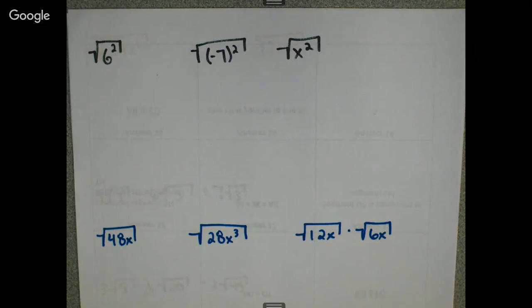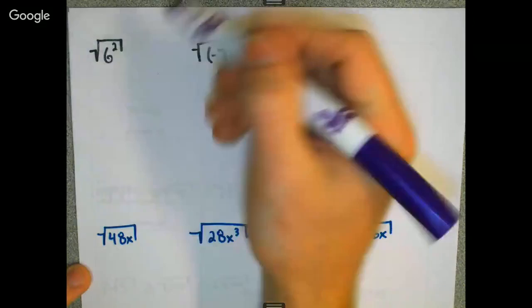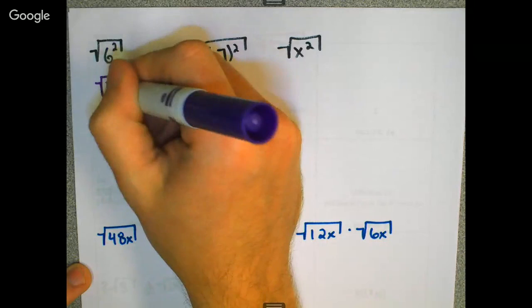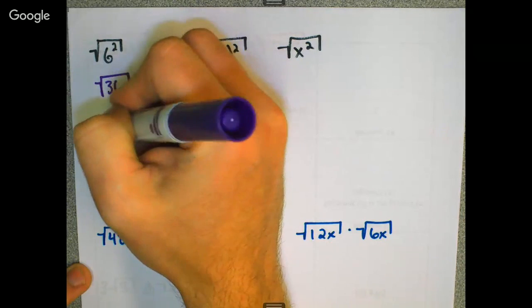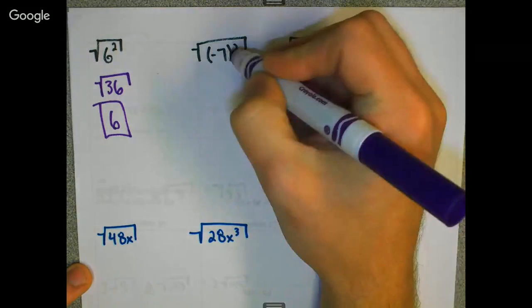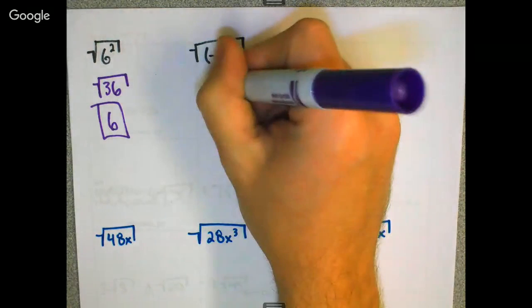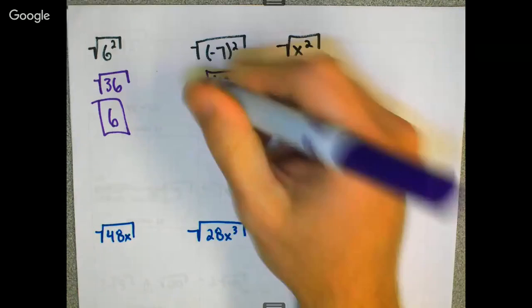We'll just go over some examples here of radicals. So let's just start with the square root of 6 squared. We work on the inside first, so 6 squared is 36, and the square root of 36 in this case is 6. Again, working on the inside here, negative 7 squared is 49, and the square root of 49 is 7.